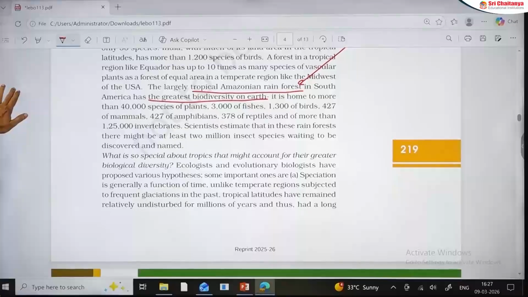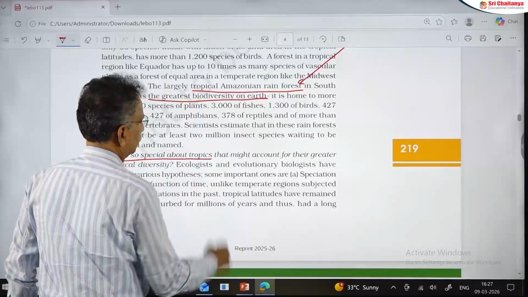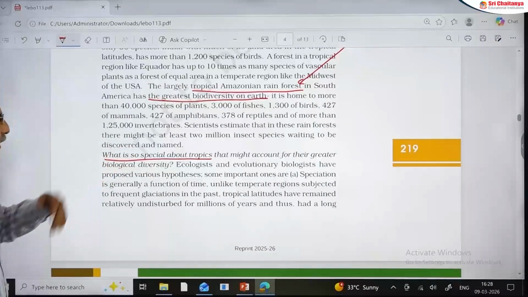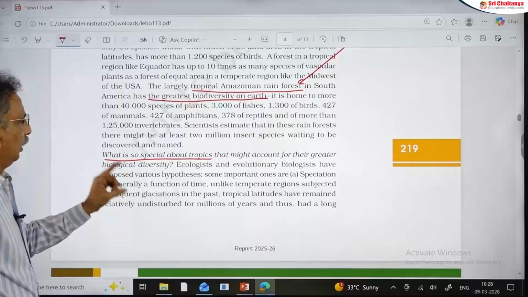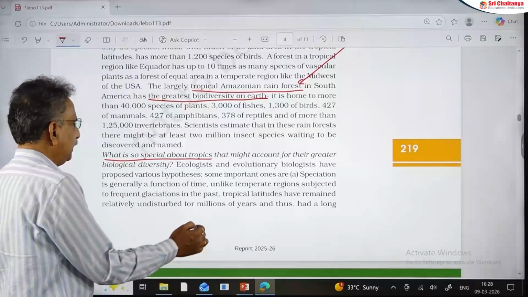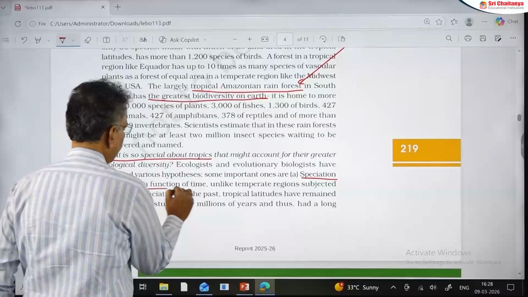Now a question arises: what is so special about the tropics? Because the highest biodiversity is here, and based on this, 2-3 previous NEET questions were asked. One such explanation is that speciation is generally a function of time.